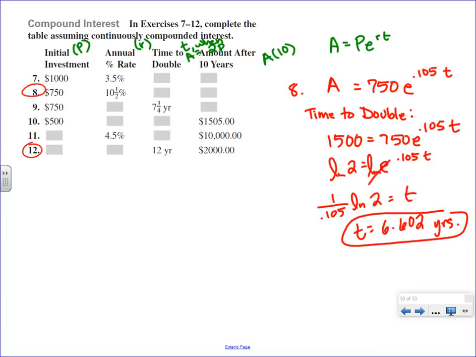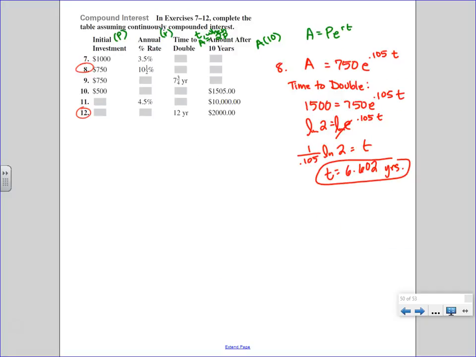But we have one more. What's the other blank? The amount after 10 years. Well, now we have a T. We take our formula, right? I don't need to write the letters, do I? Can't I just write the math and say we're solving for A of 10, the amount after 10 years? So A of 10 is equal to 750 e to the 0.105 times 10.